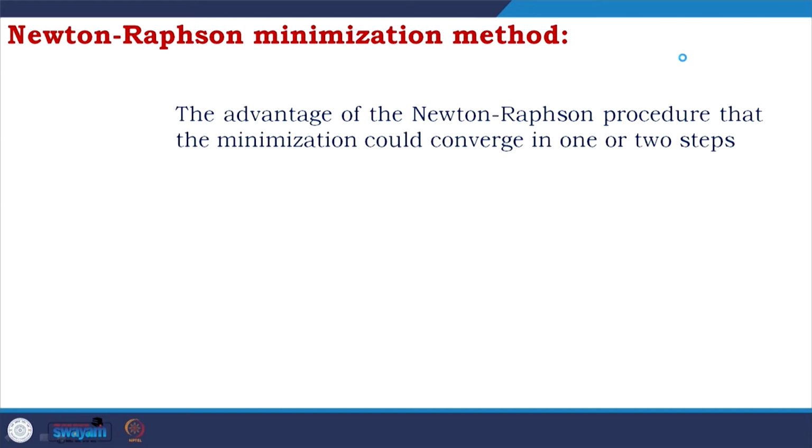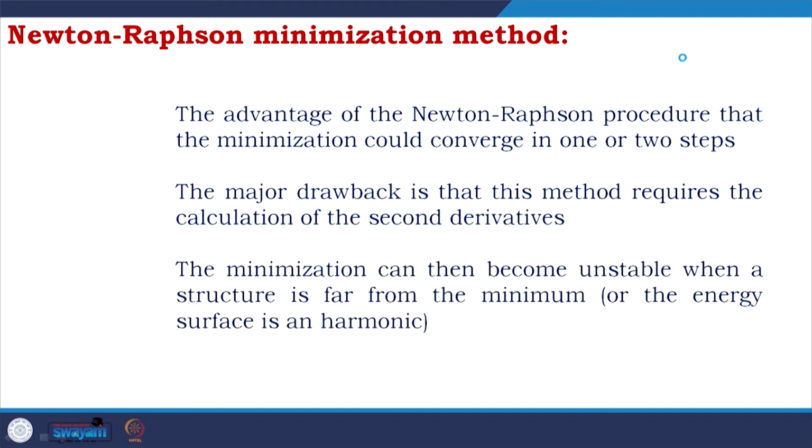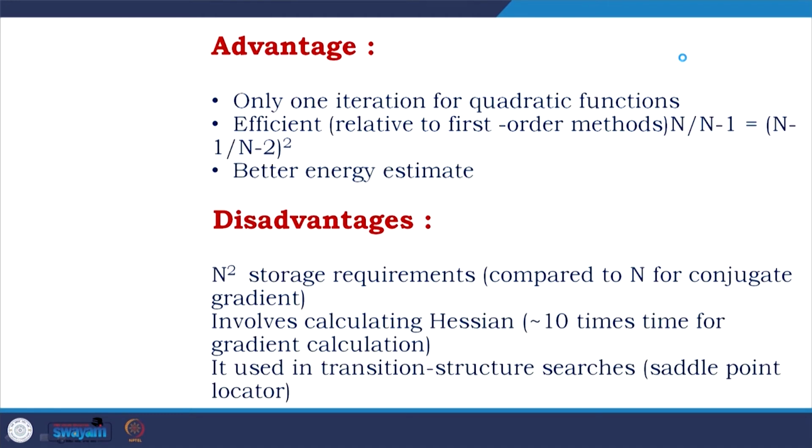The advantage of the Newton-Raphson procedure is that the minimization could converge in one or two steps. The major drawback is that this method requires the calculation of the second derivative, so it is computationally expensive. The minimization can then become unstable when a structure is far from the minimum or the energy surface is anharmonic. So, advantage: only one iteration for quadratic functions, efficient relative to first order methods, better energy estimate.